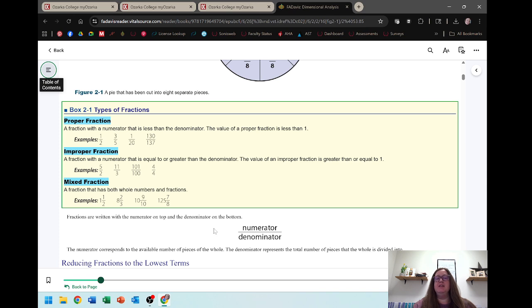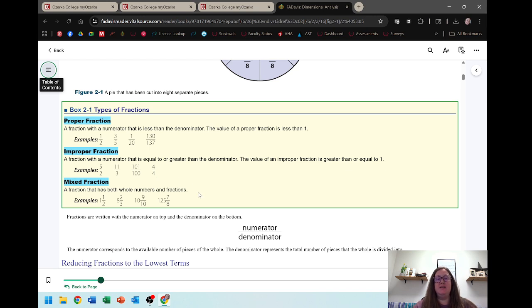So a proper fraction is a fraction where the numerator, or that top number, is less than the denominator, or the bottom number. So a proper fraction value is always less than 1. An improper fraction is a numerator that is equal to or greater than the denominator. The value of an improper fraction is always greater than or equal to 1. So if you notice the very last example under improper fraction, 4 over 4, any fraction that the numerator and the denominator are equal, that is equivalent to the number 1.